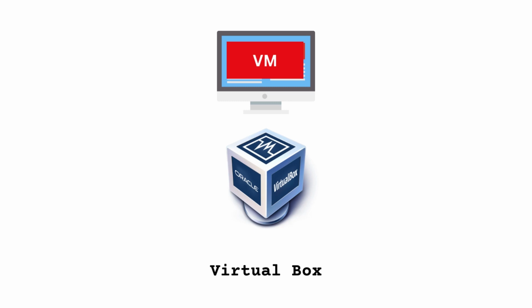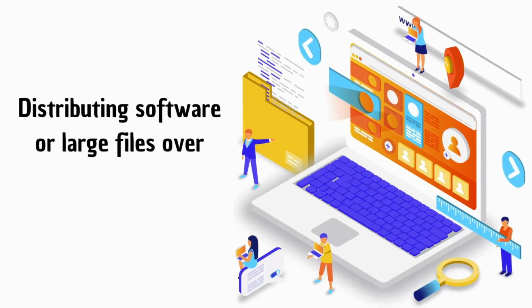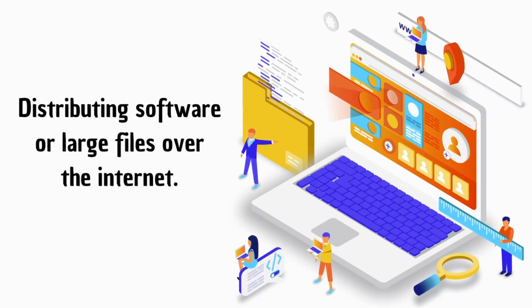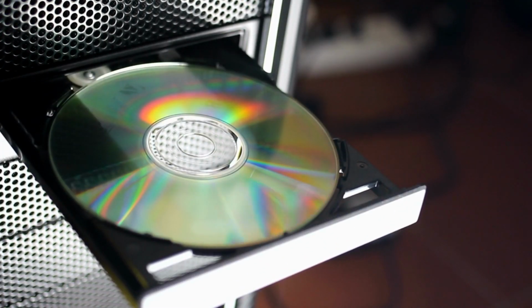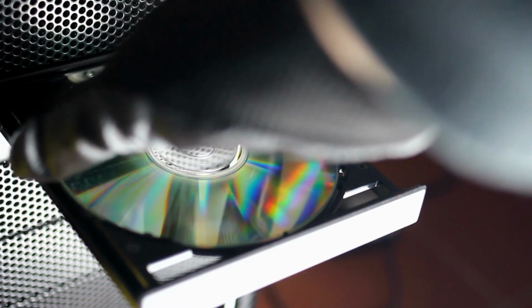When creating a virtual machine, there are a few things that are important. First is the ISO image. An ISO image is commonly used for distributing software or large files over the internet, as it can be easily downloaded and burned onto a disk or mounted as a virtual drive on a computer. This enables users to install or use software without the need for the original physical disk.